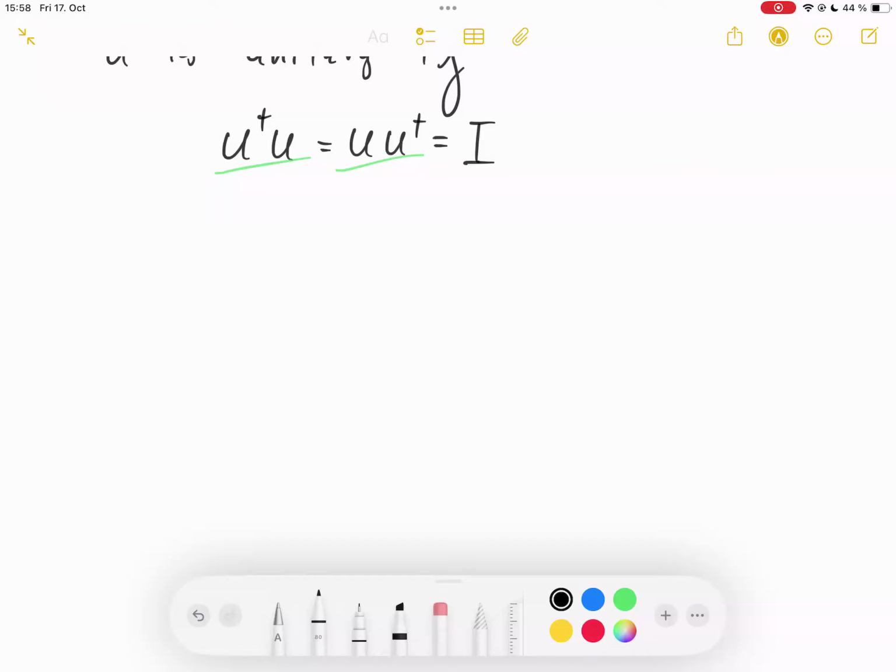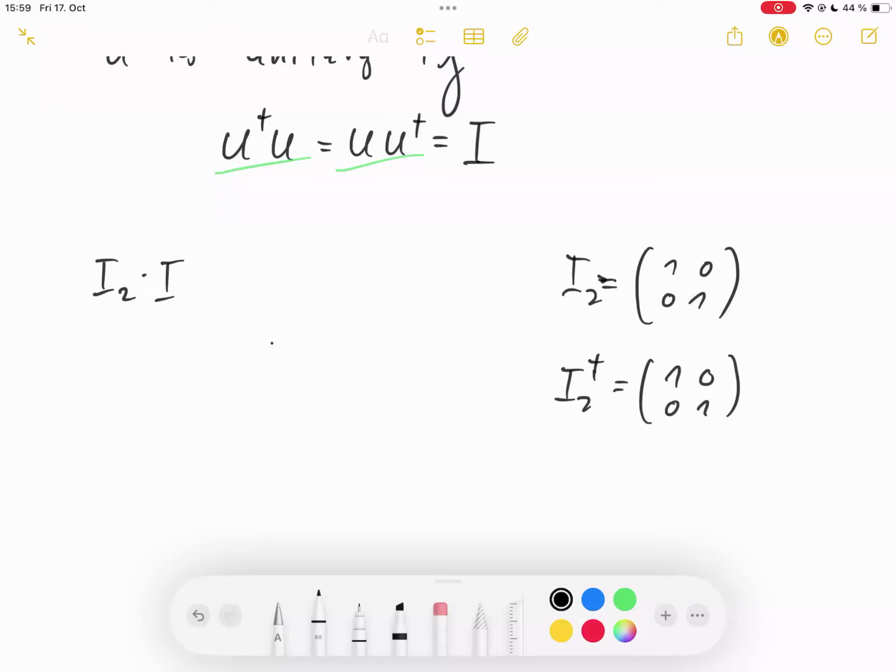We got it already, it's the identity matrix. For example, let's look at the 2 times 2 identity matrix. So I2, just as an example, is 1, 0, 0, 1. And if I take its dagger, so I2 dagger, this is still 1, 0, 0, 1. Because these entries in here, they only have a real component, no imaginary component.